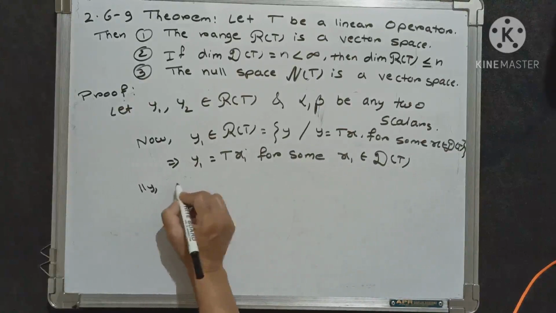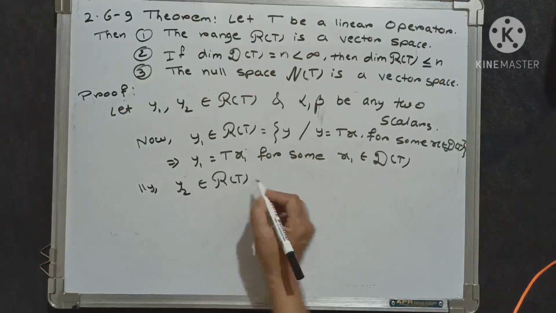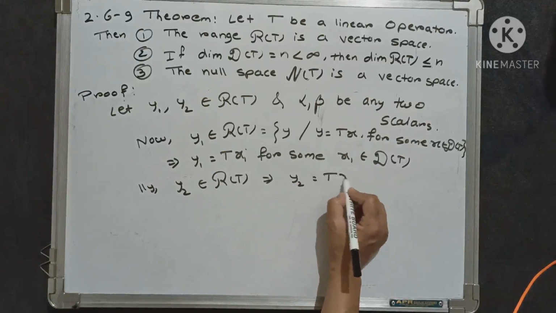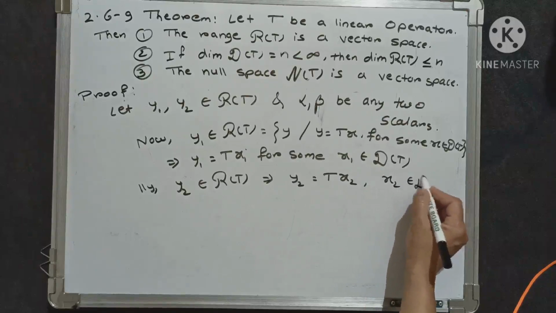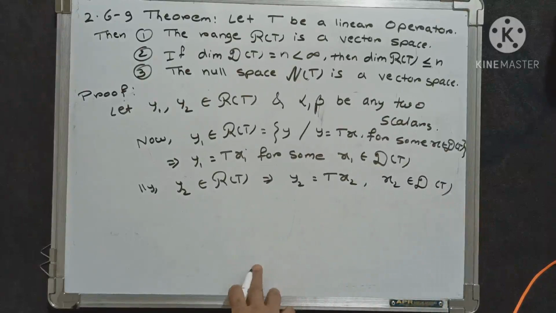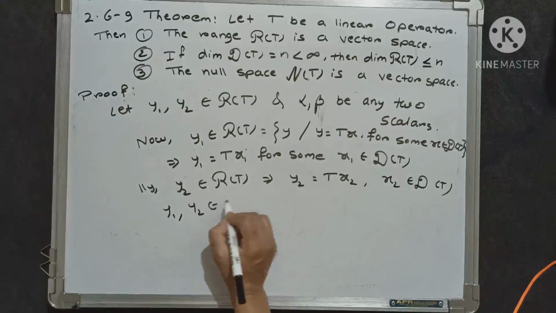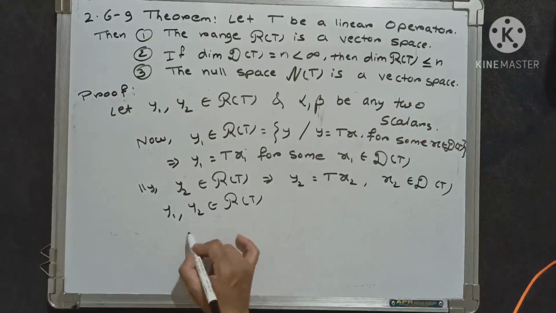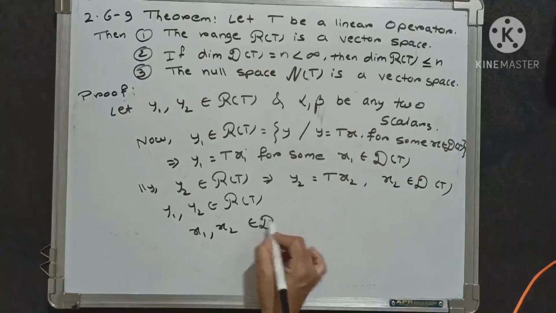In the same way, y2 is also an element of the range set script R of T. It also implies that y2 equals Tx2 for some x2 belonging to the domain script D of T. Therefore, from y1 and y2, which are any two elements of script R of T, we get the elements x1 and x2, and these are two elements of script D of T.